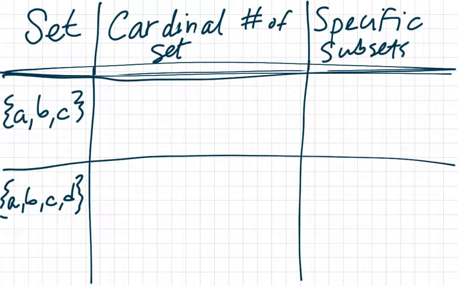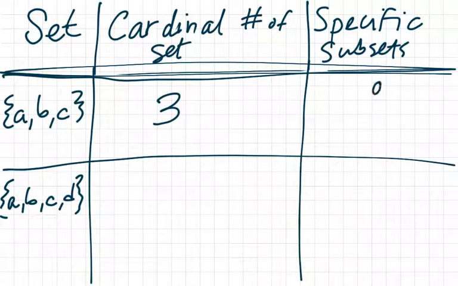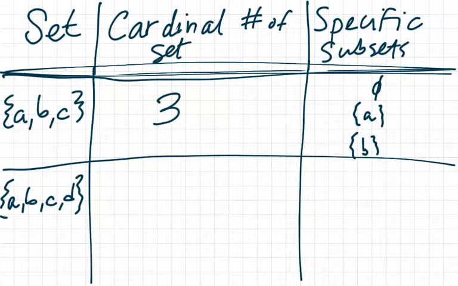Next, we're going to look at the set containing the elements A, B, and C. So the cardinal number of the set is 3. And if I were to list out all of its subsets, we end up with the empty set, the set containing A, the set containing B.